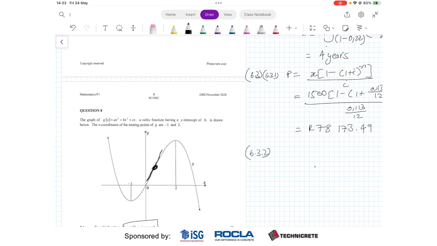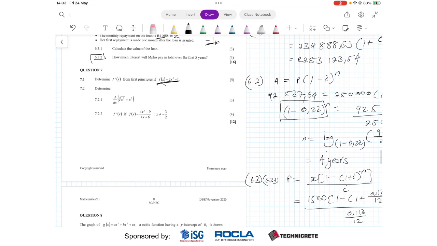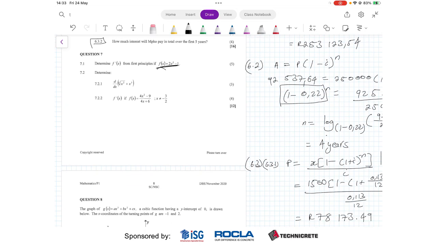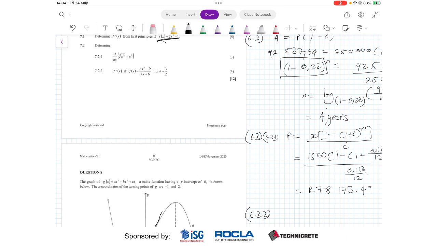Okay, great. Now 6.3.2 requires that we calculate how much interest Mpho will pay over the first 5 years. The first thing we need to do is calculate the balance of the loan that she needs to pay back after 5 years, right? And after doing that, we will subtract that amount from the principal amount of the loan, and from there we will get how much the interest is.